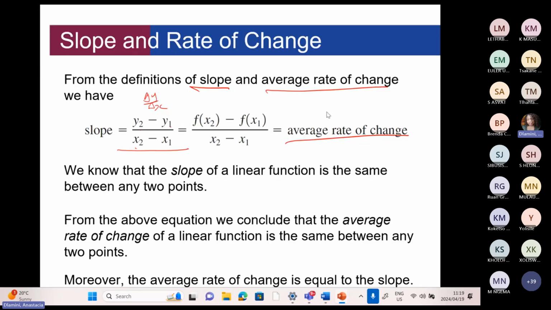So, are we all together, guys? If I say find the average rate of change and find the slope, you're actually doing the same thing. Yes, ma'am. It's clear. Now, ma'am, can you please explain just a little bit more?